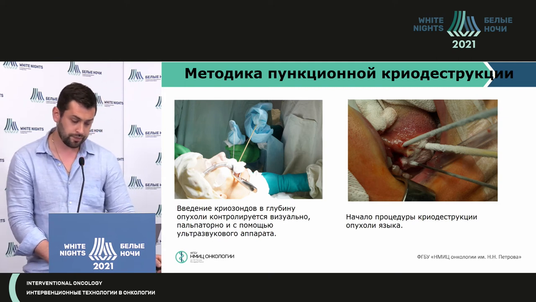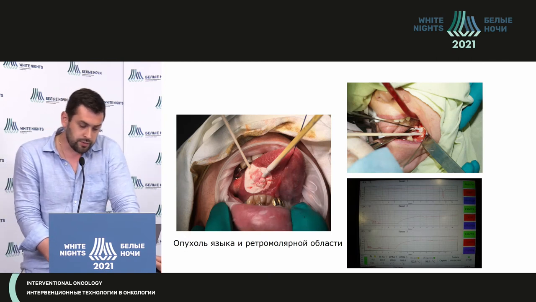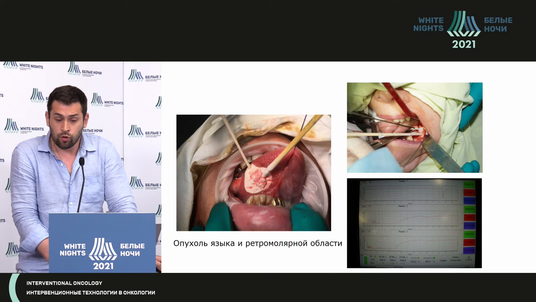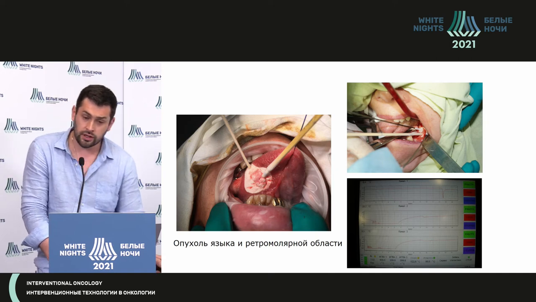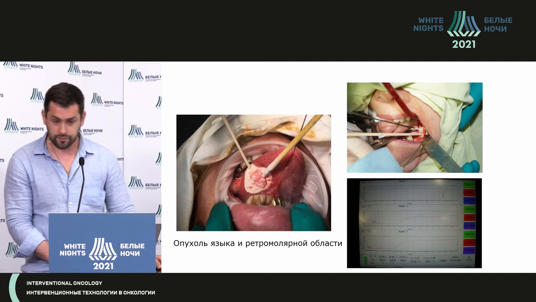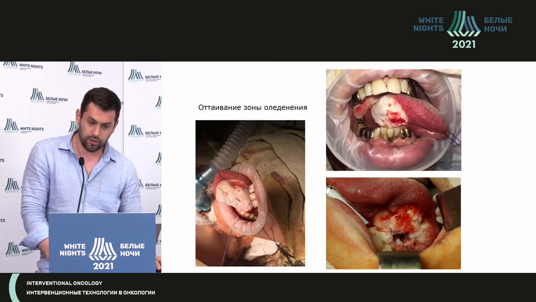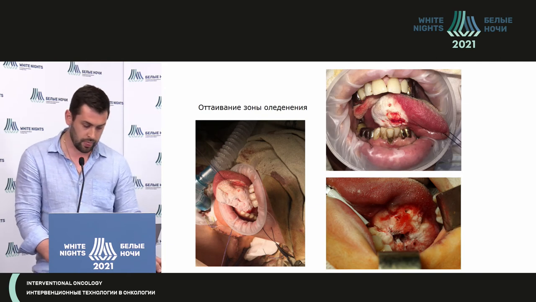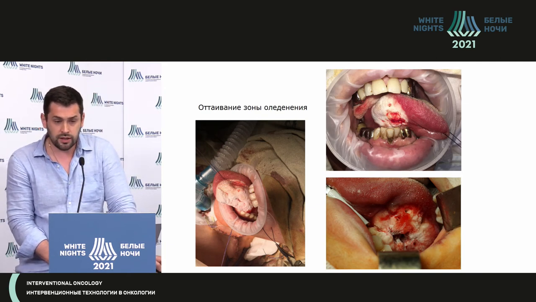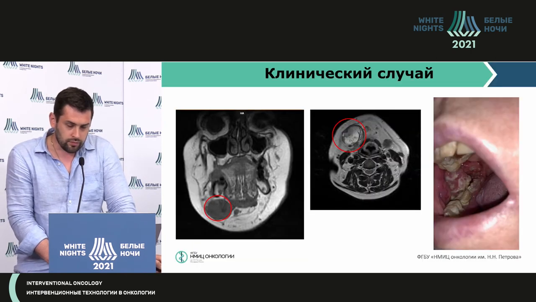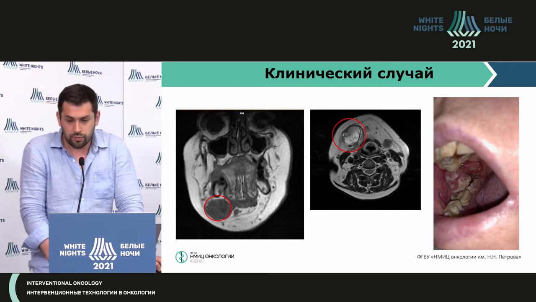On this slide, you see the beginning of cryodestruction of the tongue side. This is the beginning of the cryoablation of the tongue and cryoablation in retromolar area. In the ball sphere, temperature was controlled with thermal pairs and displayed on the screen. Usually, we do three cycles in cryopuncturing with passive thawing, and you see the thawing period on this slide.